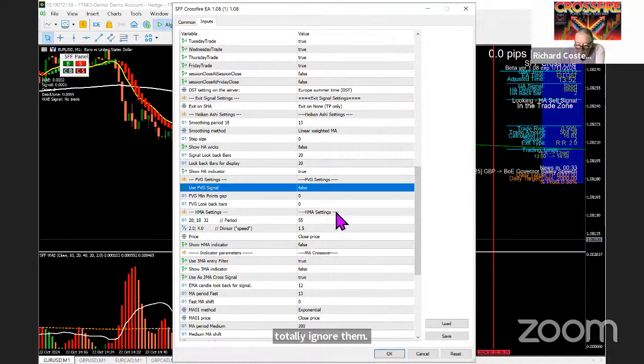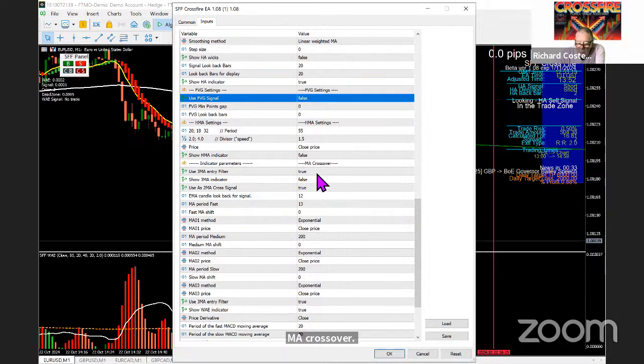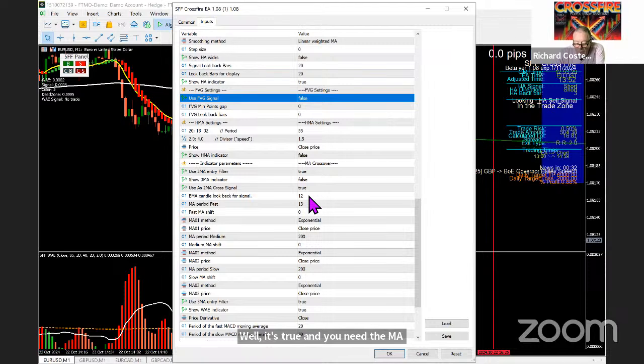HMA, we don't use the HMA on Crossfire. For the MA crossover, you will need to be on true, false, true, and you need the MA candle lookback to be on 12. That's something that you can change if you're happy to. I'll just show you what I mean there.